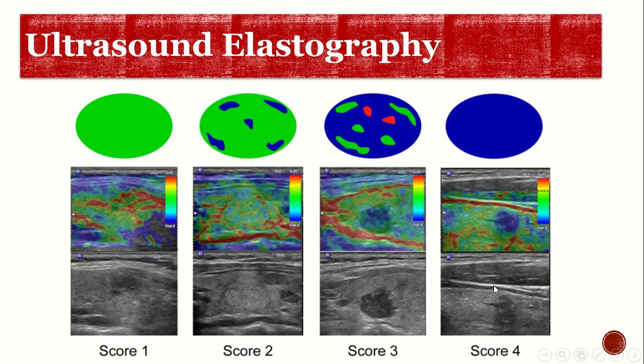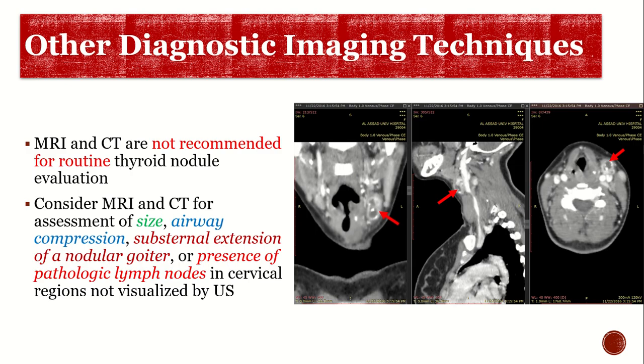This technique was believed to have a very important role in fine needle aspiration of the thyroid nodules, but the variability between the operators and the variability between machines make it need more validation in the coming years. Another important technique is MRI and CT scan.